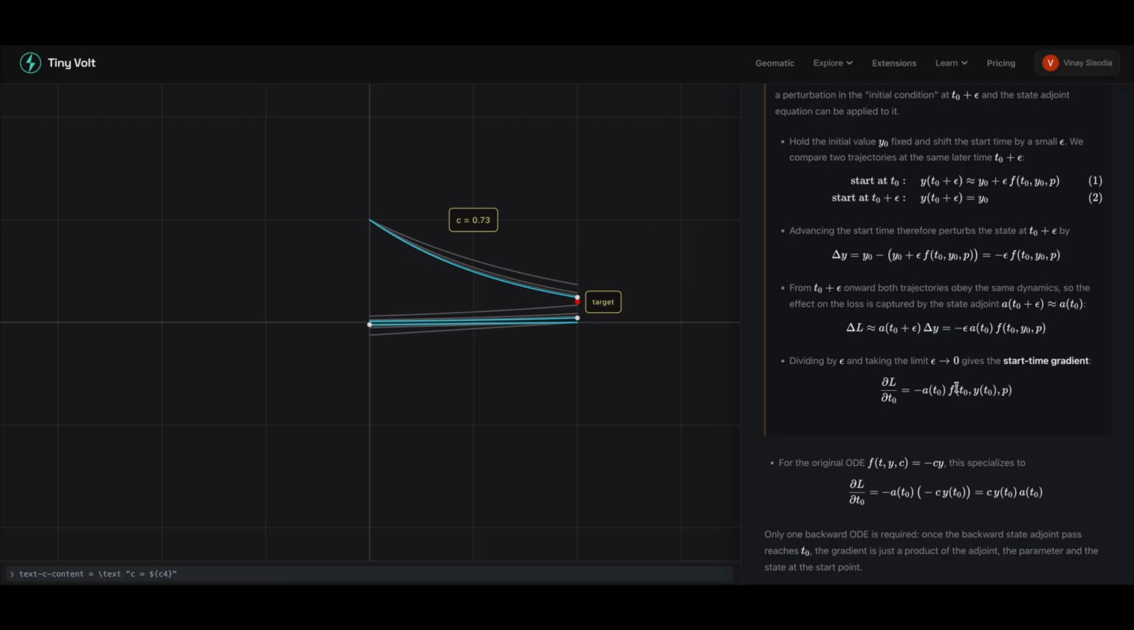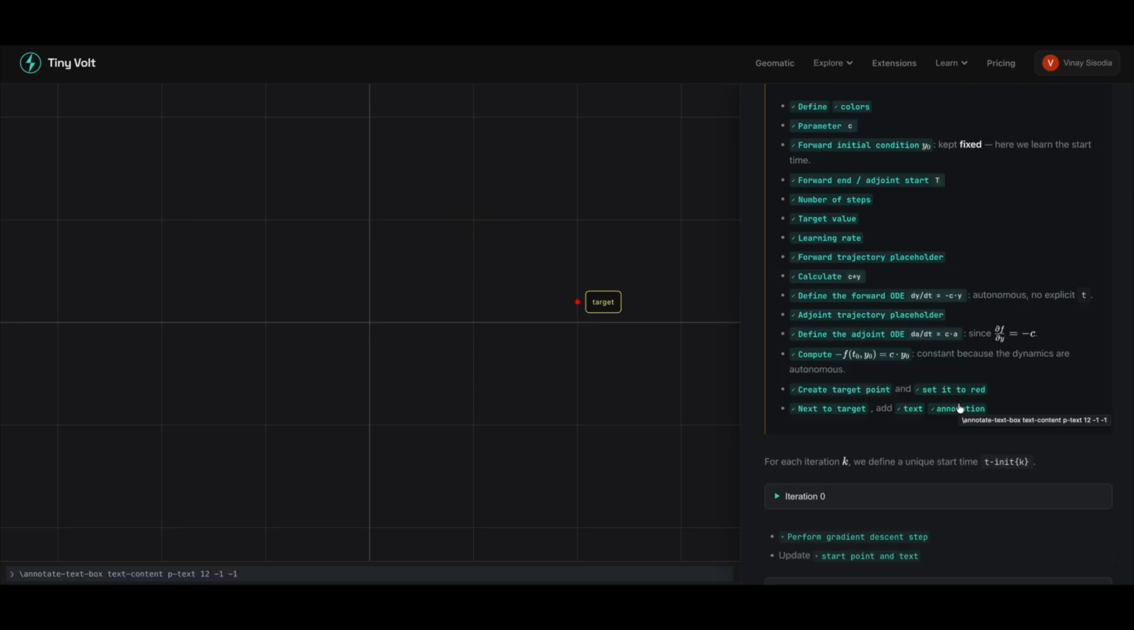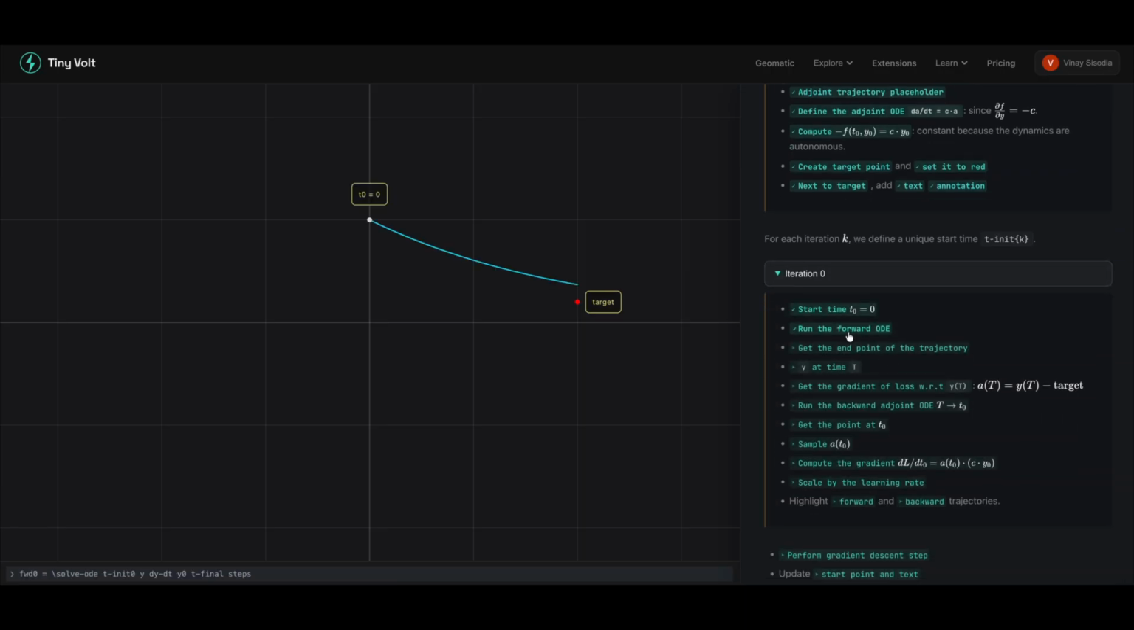In this case, f is equal to minus cy, which gives us this equation: del L by del t0 is equal to c times y times a, and we can get the values of y from the forward trajectory, and we just need to run one backward trajectory, which gives us the value of a, which we can then plug in and perform gradient descent. As always, we have a target point, and then we run the forward trajectory. We end up a little bit far away from the target point, and then we run the backward adjoint equation. We get the point at the end time, which happens to be the start time for the forward trajectory.